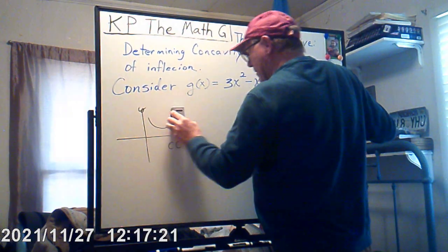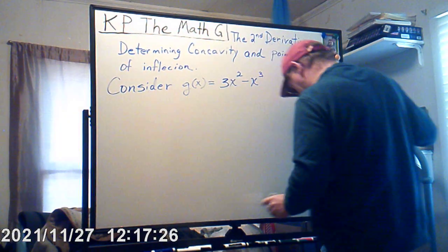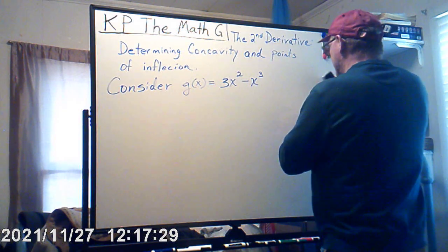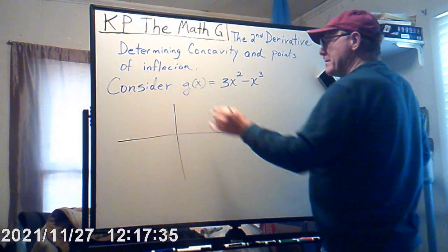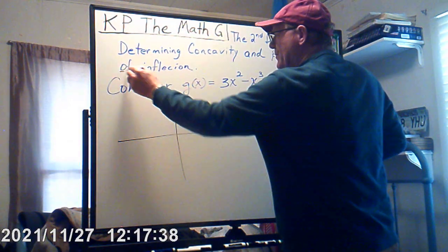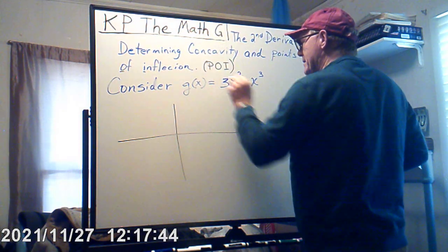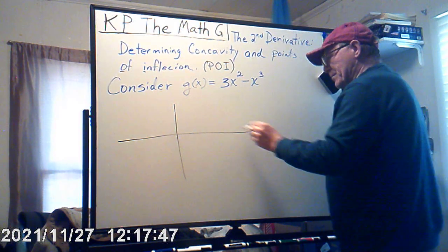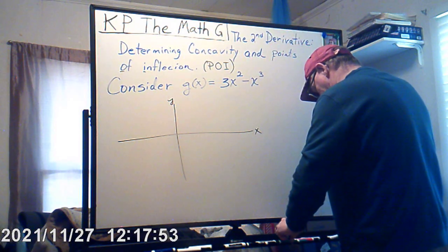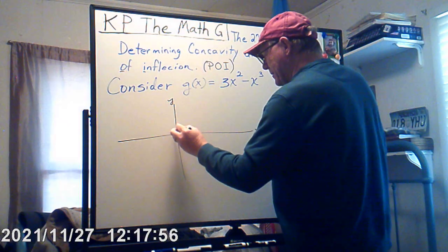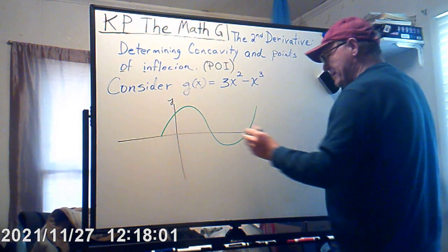Alright, we will consider this G function here in just a little bit, but I just want to give you an idea of what all this is. Here's a point of inflection. We call it a P.O.I, point of inflection. So what would be a point of inflection? From the looks of that, it would be something that looks like this. Okay, so you have something going like that right there.